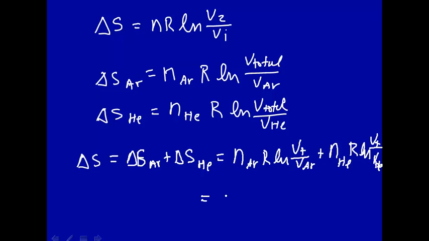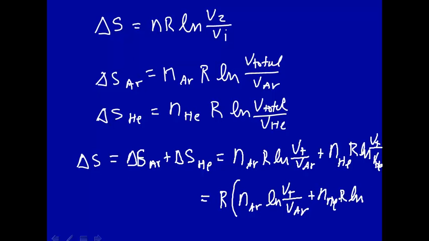R is a constant. Pull that out of the sum. This would be R, number of moles of argon times the natural log of the total volume divided by the volume occupied by argon, plus the number of moles of helium times R times the natural log. Ooh, we pulled that R out. Ooh, forgot about that. Sorry.